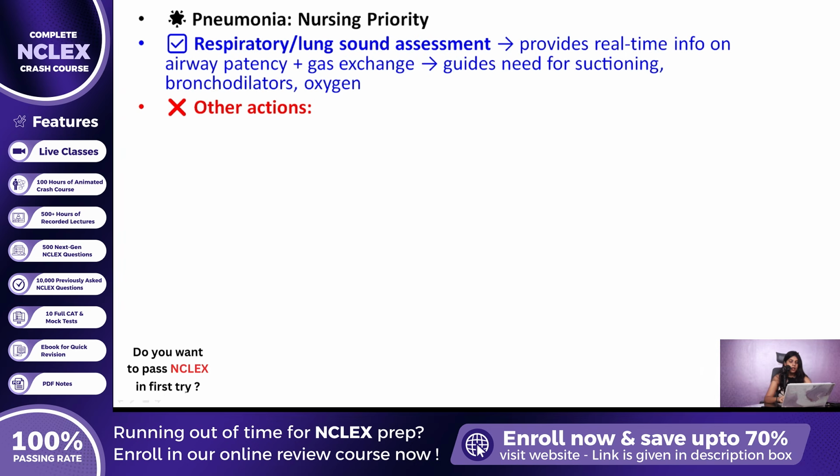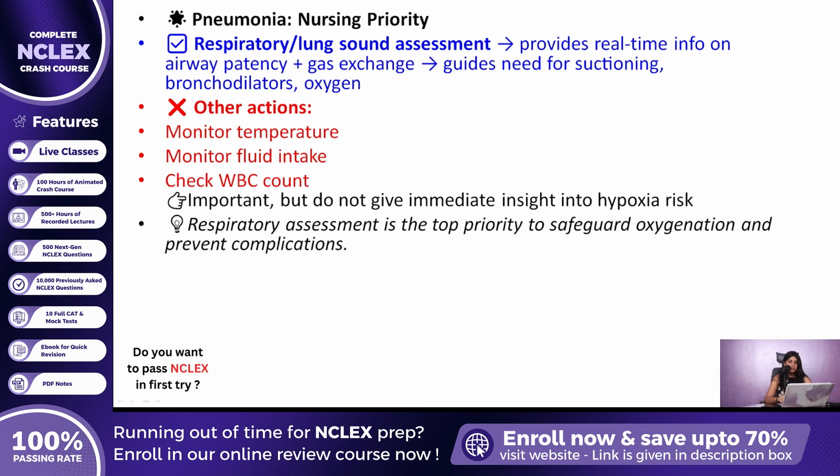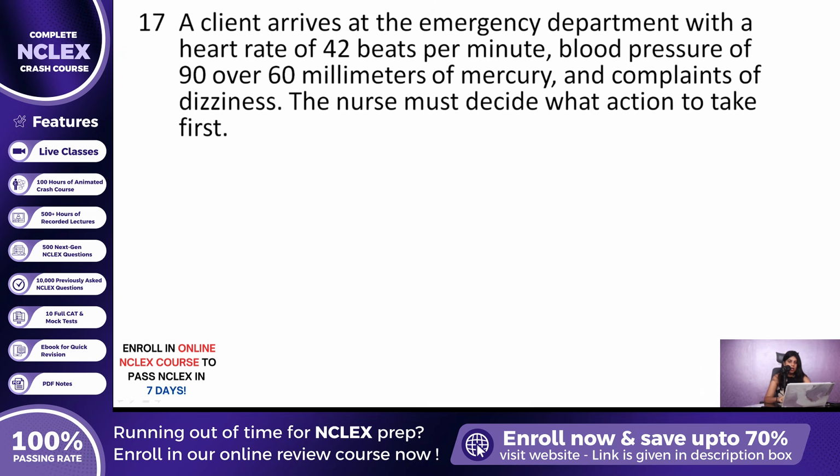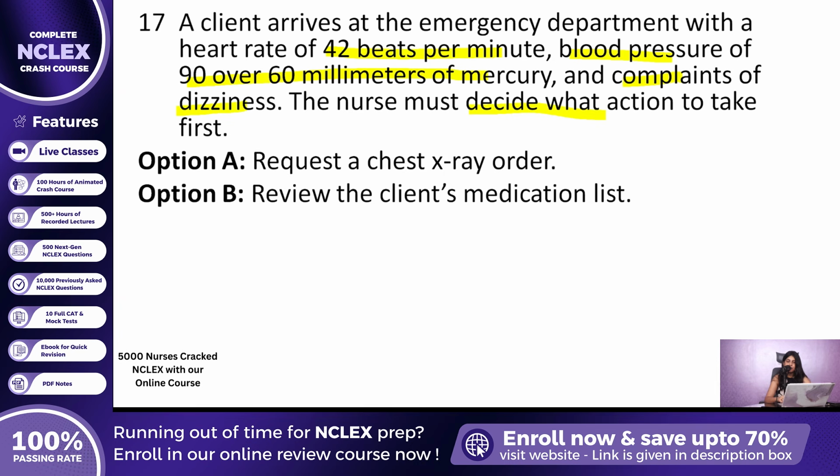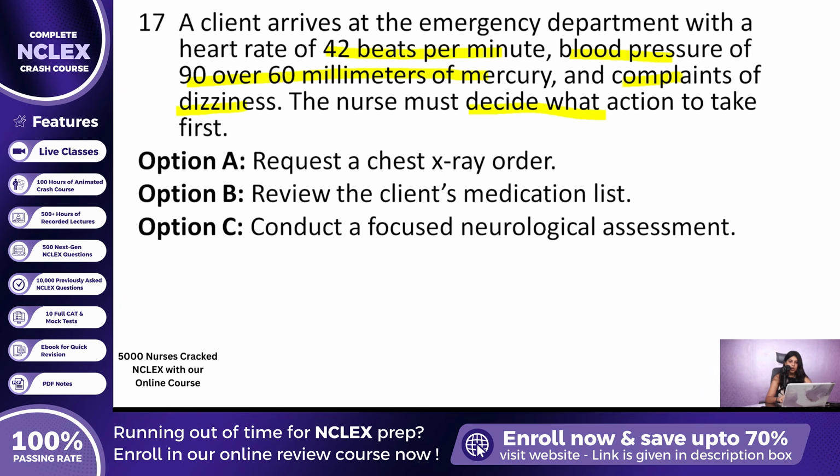Question 17. Moving on, let us consider an emergency cardiovascular scenario. A client arrives at the emergency department with a heart rate of 42 beats per minute, blood pressure of 90/60 millimeters of mercury, and complaints of dizziness. The nurse must decide what action to take first. The options are: Option A, request a chest X-ray order. Option B, review the client's medication list. Option C, conduct a focused neurological assessment. Option D, obtain a 12-lead electrocardiogram.